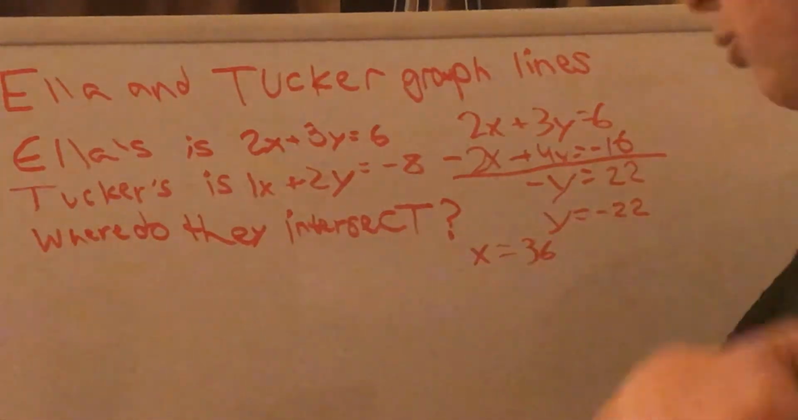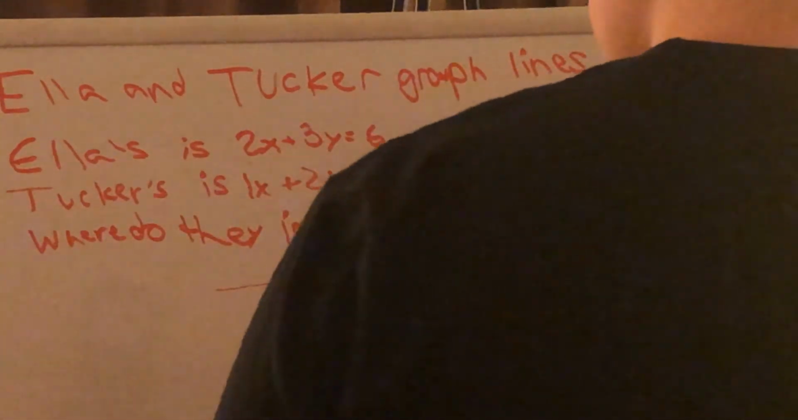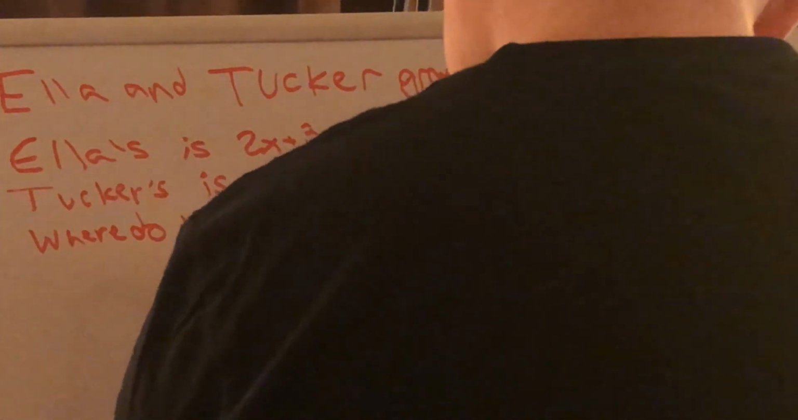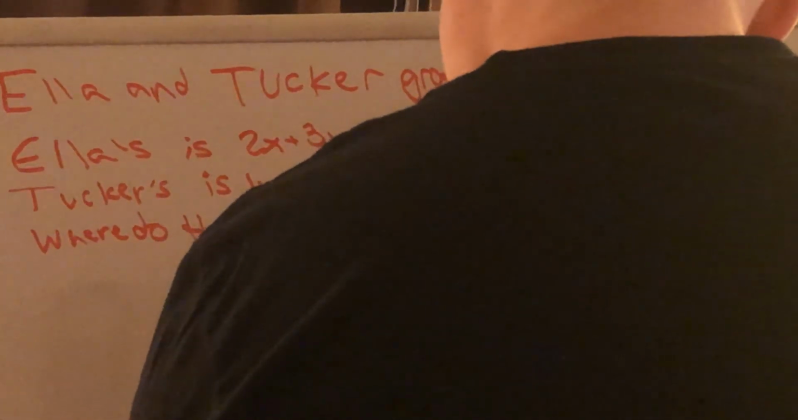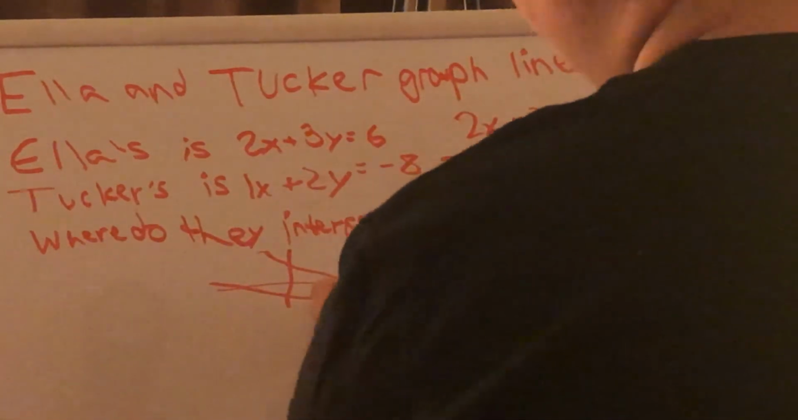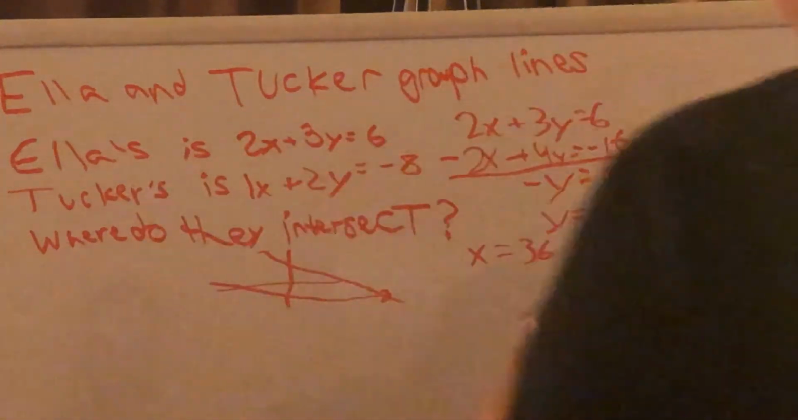And in fact, if I were to graph these, it would look kind of like this. These are downward sloping lines. And then this one would be a little bit less, and they would meet kind of over here. And at that point is the point, oh, this is a bad parentheses. I can't even make a parentheses right. This is the point 36, negative 22.